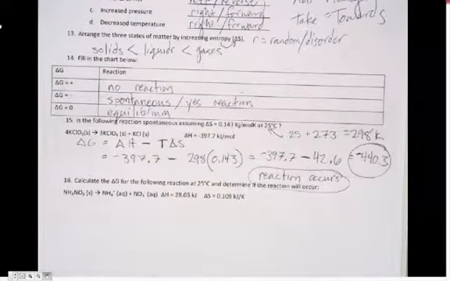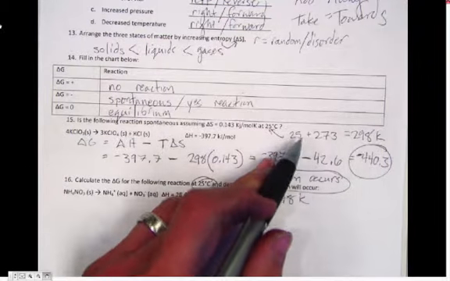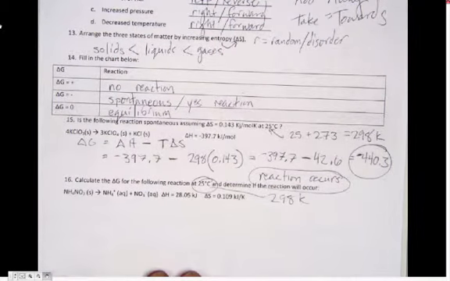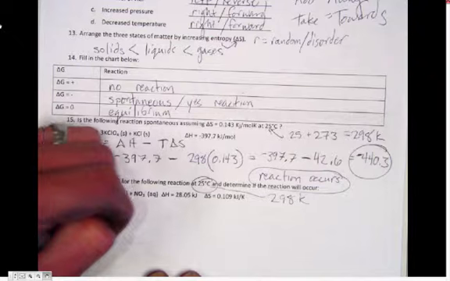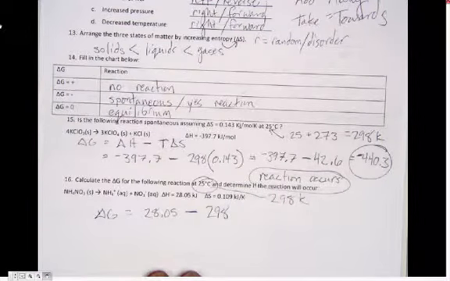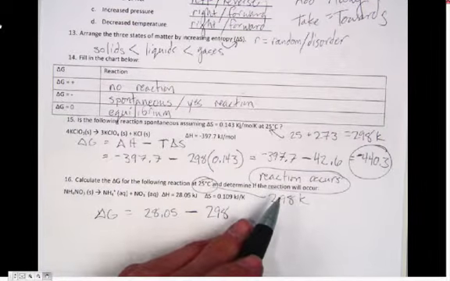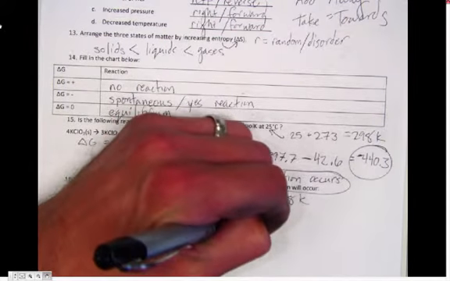So now we do the last one, 16. So it says calculate the delta G for the following reaction at 25 degrees Celsius. Okay, so again, 25 degrees Celsius, we're going to change that to 298 Kelvin, just like we did up here. I'm not going to do the math because we already did it, 25 plus 273. Okay, now we plug it into the formula. So our delta H is hiding right in here. So delta G equals 28.05 minus our temperature, which is 298, right? I had to turn 25 into 298, times the delta S, which is 0.109.